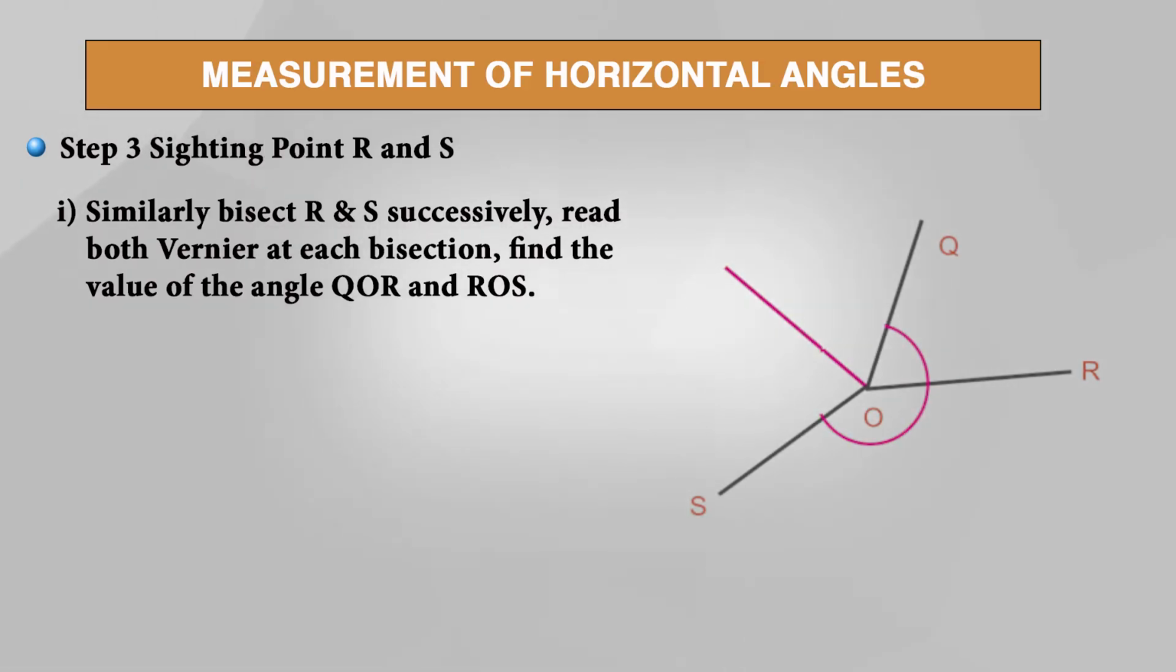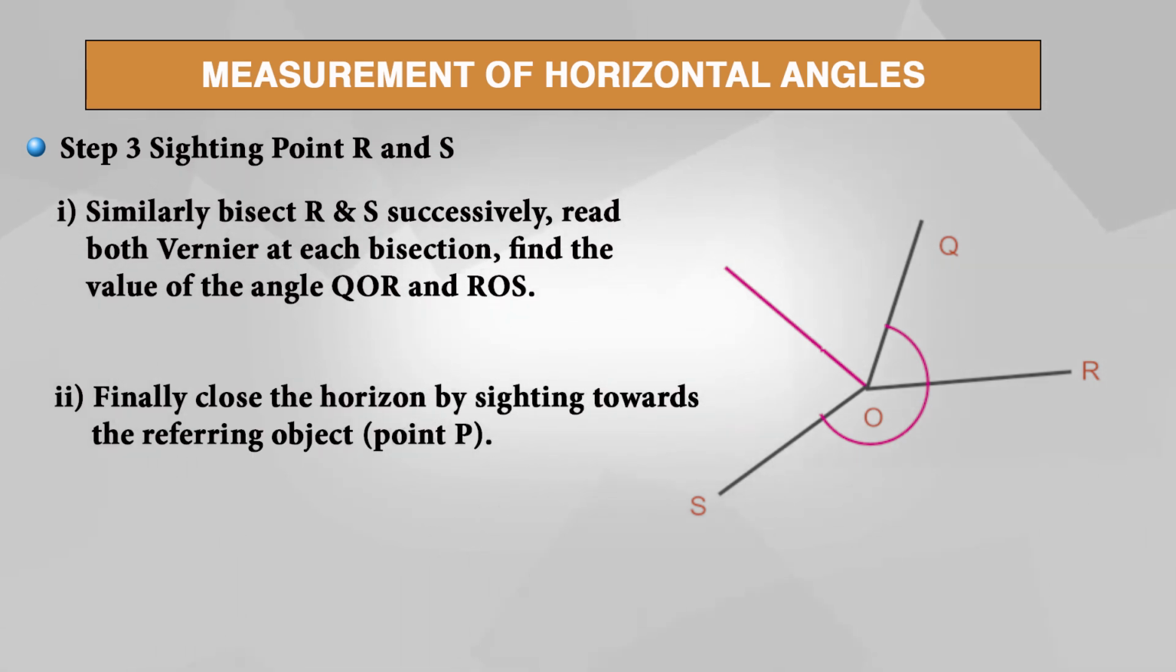Similarly, we will continue the similar process and we will bisect point R and S successively. Read both vernier readings at each bisection, find the value of angle QOR and angle ROS and note the readings. Finally, close the horizon by sighting towards the referring object.